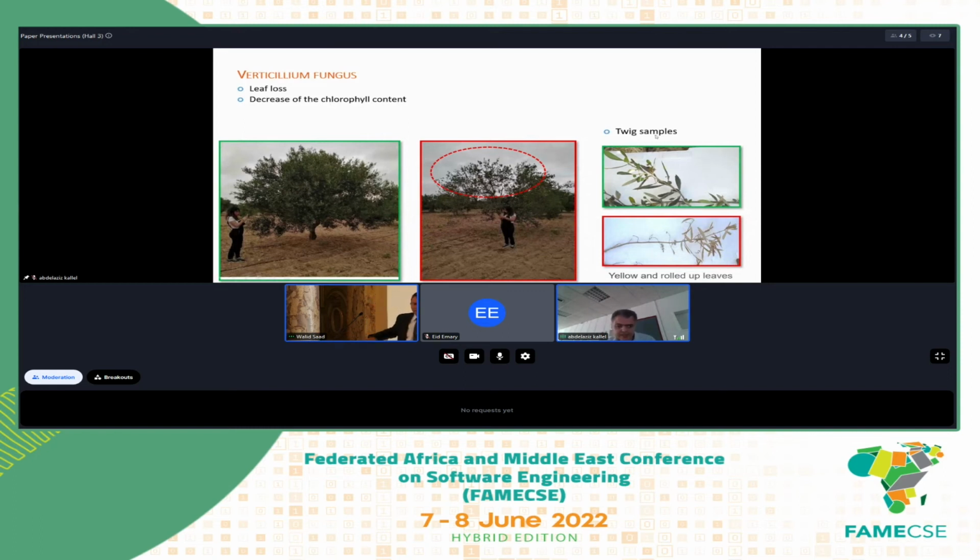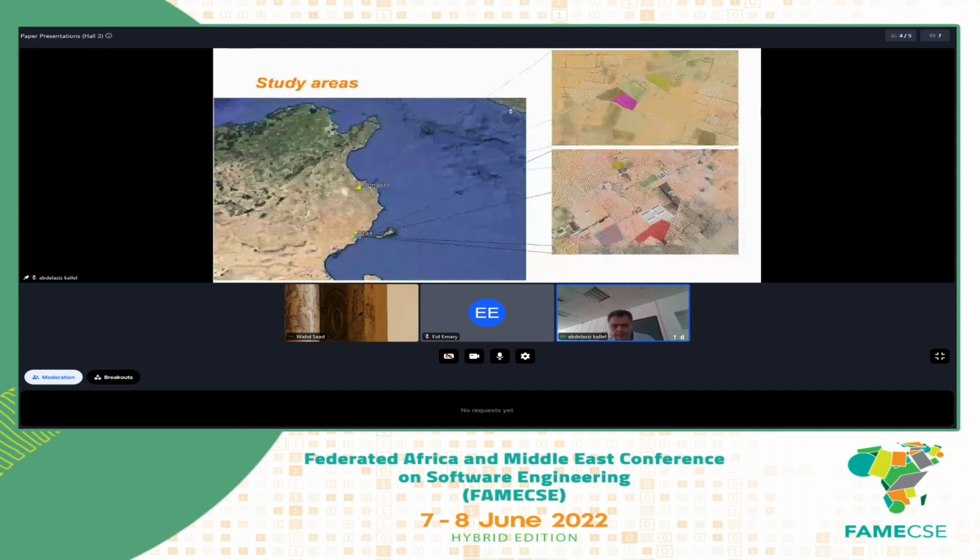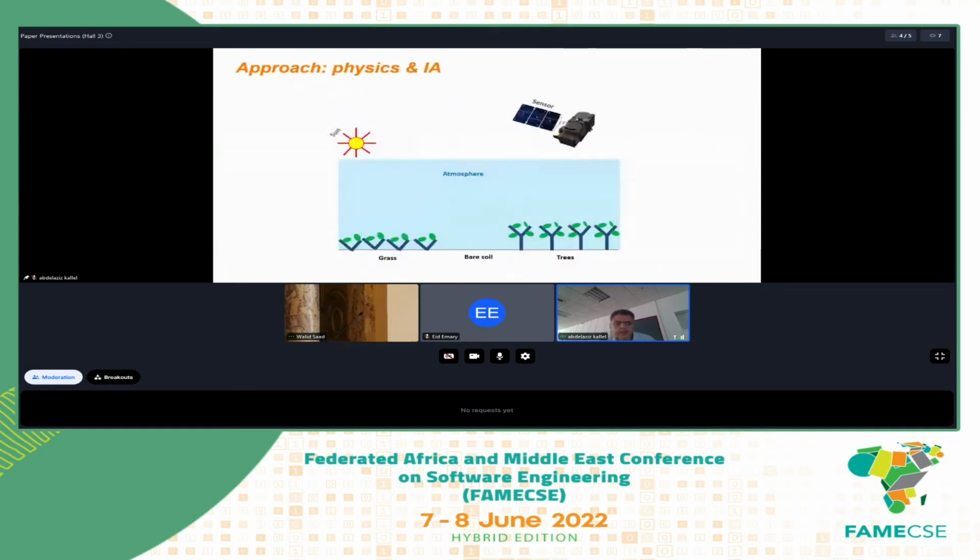Yes. Good. So this is the verticillium fungus that we are dealing with in this project. We see the olive tree normal and the olive tree with the problem, and it corresponds to loss of leaves and also yellow and rolled up leaves. The study area in Tunisia is in Monastir and FAMECSE nearby the city. There are 6 study areas.